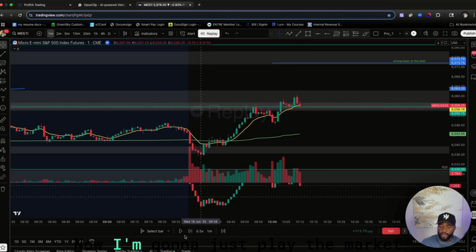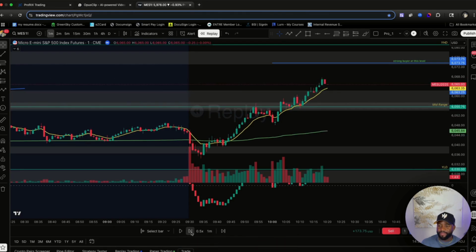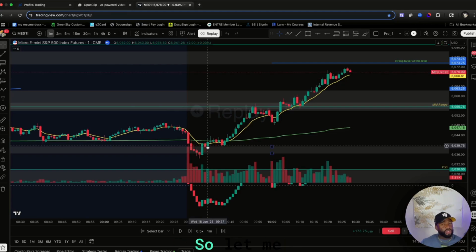Cool. Now, I'm going to just play the market forward to see what happens. Look at that. Look at that. Move continued to go higher, but who cares? We got $173 in my pocket. So let me jump off over here.